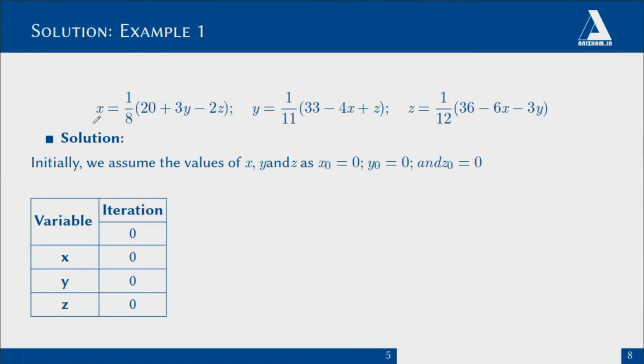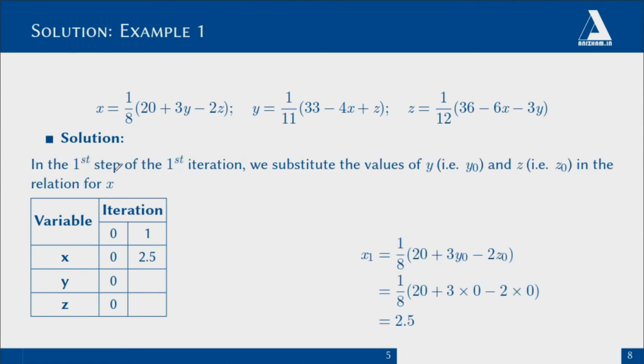Now the equations are represented as the top line. Now we assume the values of x, y and z as x0 equal to 0, y0 equal to 0 and z0 as 0. And here we represent the variables as well as the values of the variables during each iteration in a table. The iteration number is given here, and the corresponding values of x, y and z during that particular iteration are given here. So during the 0th iteration, the assumed values are 0, 0 and 0.